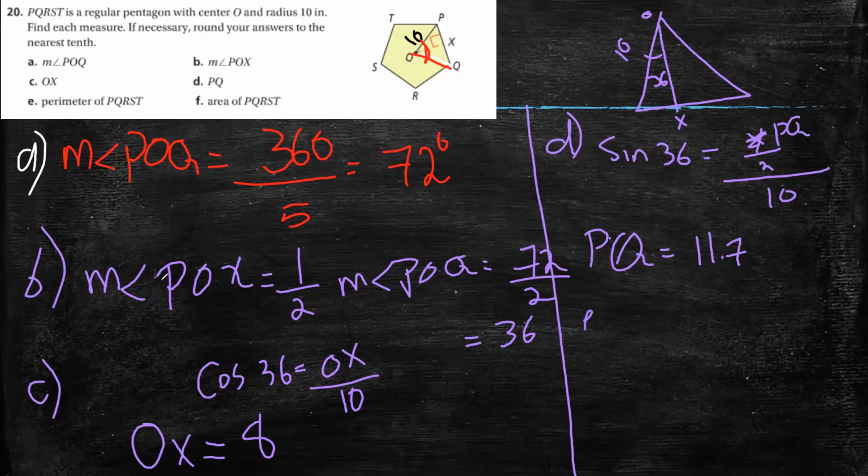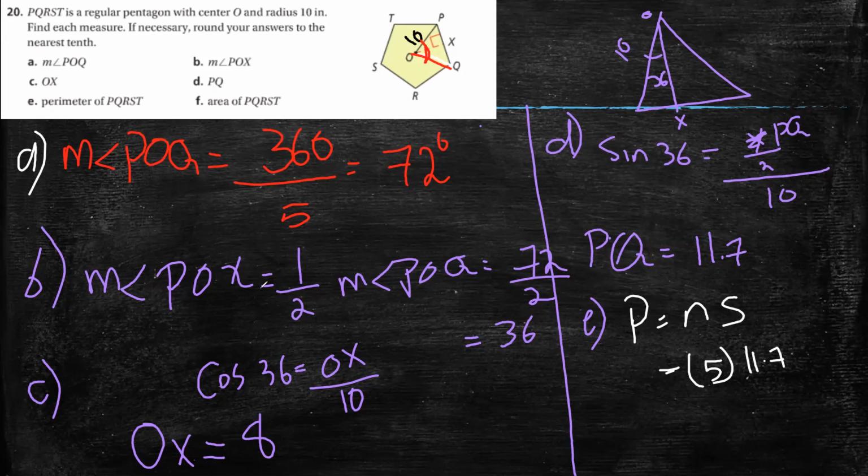Now for E, what is the perimeter of the pentagon PQRST? The perimeter is N times S. How many sides do we have? 5. What is the length of each side? 11.7. Thank you. So times 5, the answer here is 58 point something. What is the unit? Inches.